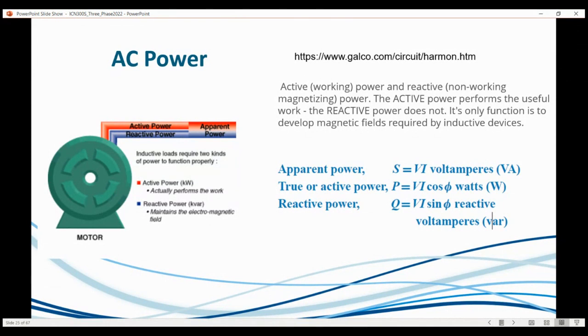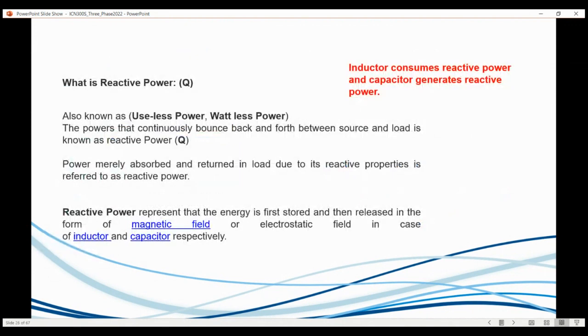And the equations for them: the apparent power is volts times current in volt amps, very important for the units. Your true power is VI cos phi, which is called the power factor. We'll touch on it again. And your reactive power is VI sine phi. And that's called the reactive power. Units are VA, W, and VAR for the reactive power. Very important when you're solving the equations.